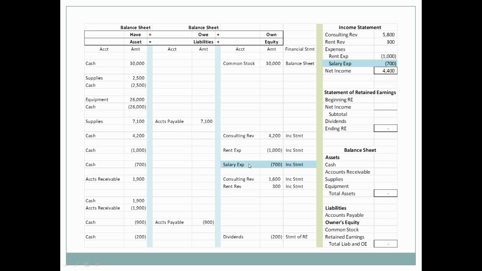All right, now let's look at salary expense, $700. And so we add up all of the revenue, we subtract out all the expenses. Our net income is going to be $4,400.